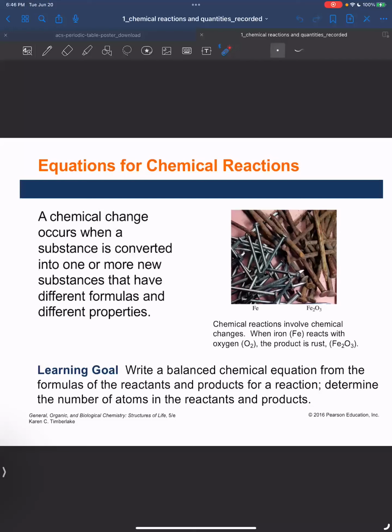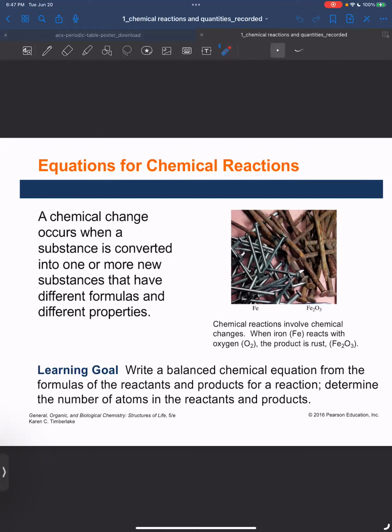We are going to start a new unit, learning about chemical reactions and quantities. For this video, the learning goal is to be able to write a balanced chemical equation from the formulas of the reactants and products for a reaction. And you'll also be able to determine the number of atoms in the reactants and products.